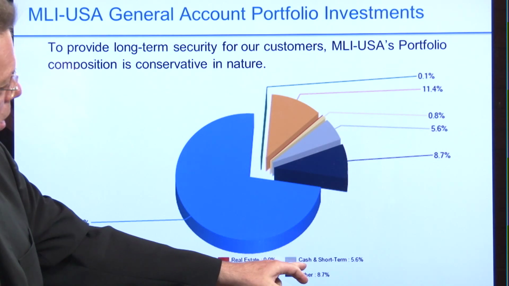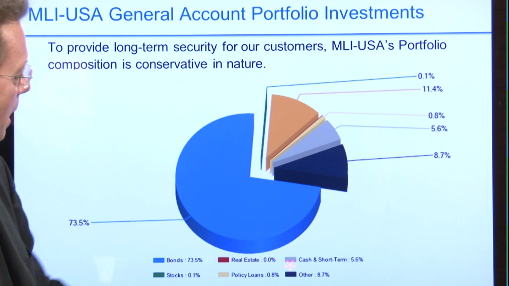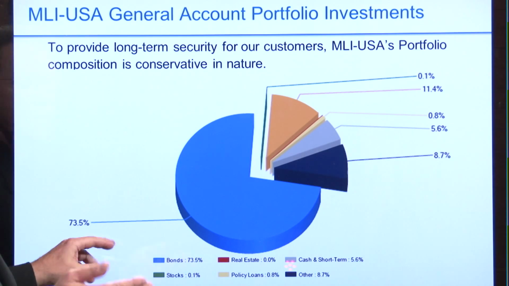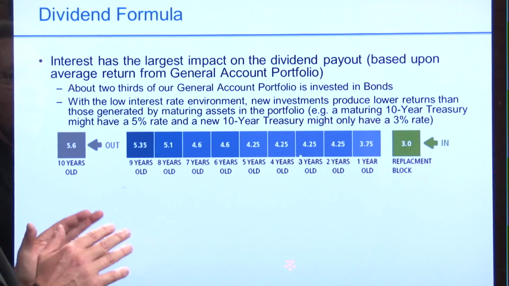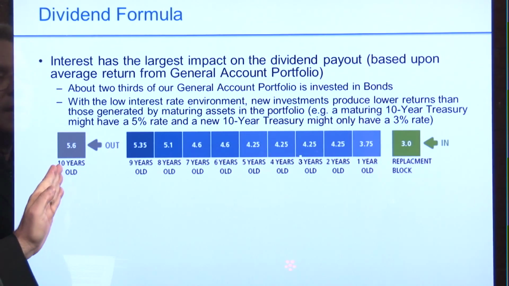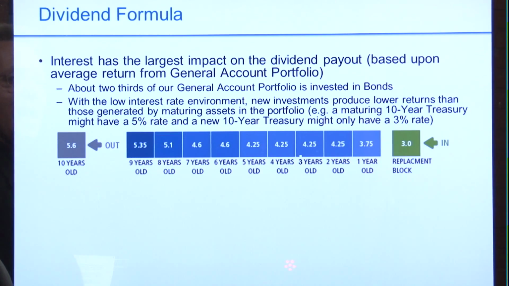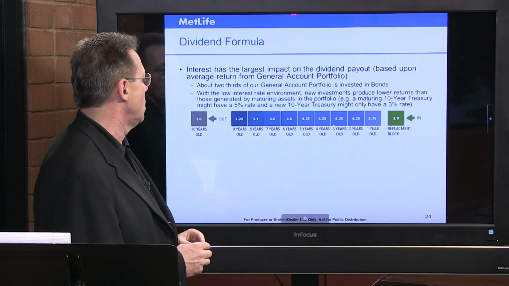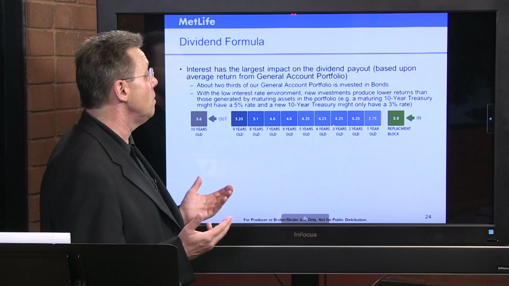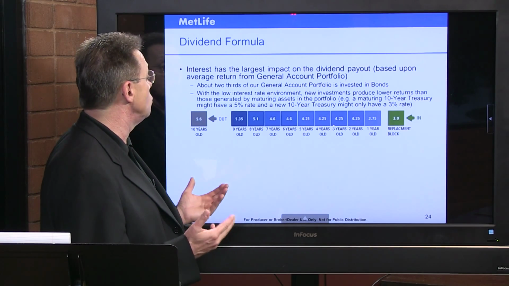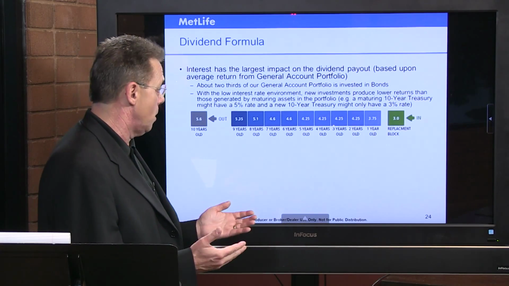Then, of course, they're going to have short cash and short-term cash positions, and then others that could be a potpourri of all kinds of different ideas. Now, you'll notice that what happens is interest has the largest impact on a dividend payout. About 2/3 of the general account is invested in bonds. With a low interest rate environment, new investments produce lower returns than those generated by maturing investments in the portfolio.